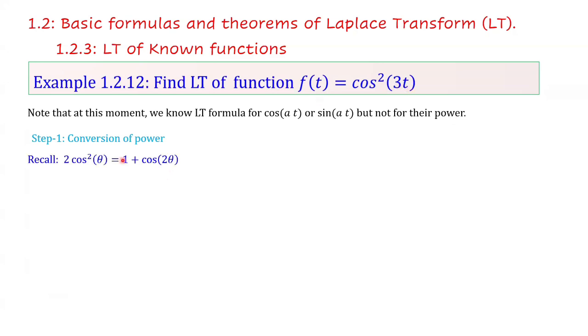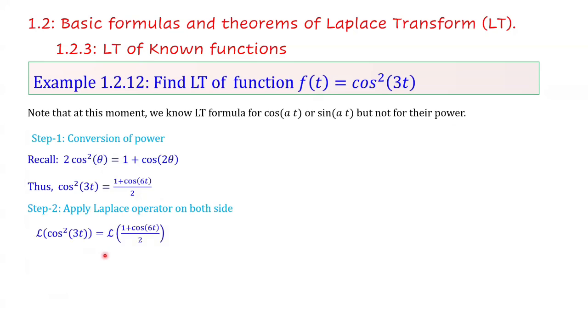We know a basic trigonometric formula: 2 cosine square theta equals 1 plus cosine 2 theta. Therefore, cosine square 3t equals 1 plus cosine 6t over 2. Now we apply the Laplace operator on both sides. So Laplace of cosine square 3t equals Laplace of 1 plus cosine 6t over 2. Then, using the linear property, we can separate them and take the half outside. So you will get half Laplace of 1 plus half Laplace of cosine 6t.